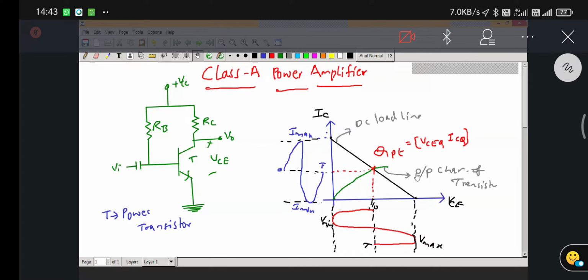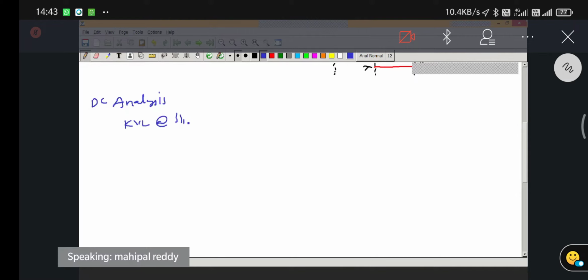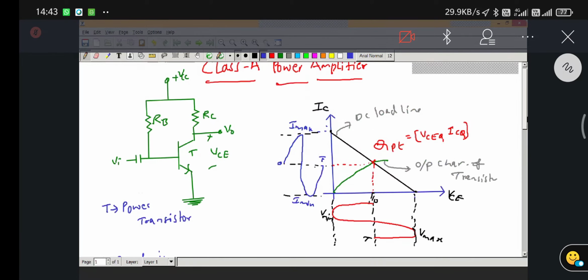Let us see the analysis here. So that is about the diagram. Let us see the mathematical analysis. So let's do the DC analysis. As we have drawn the DC load line, let's do the DC analysis. If I write the KVL expression at the input port, then what equations are we going to get here? So take this diagram.